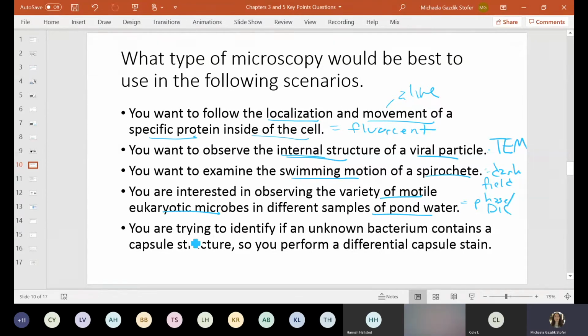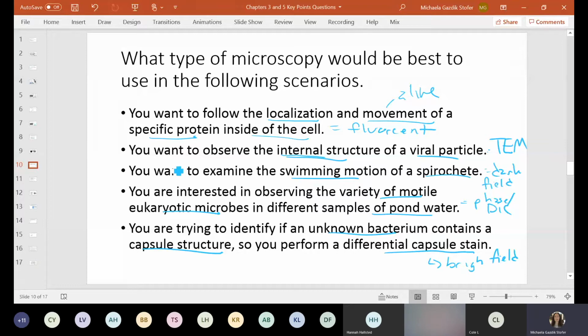And then we're looking to see, okay, trying to identify an unknown bacterium and if it contains a capsule structure. So we're doing a differential stain. Okay. Differential stains, that's going to be a sign and a big key that these are going to be bright field.